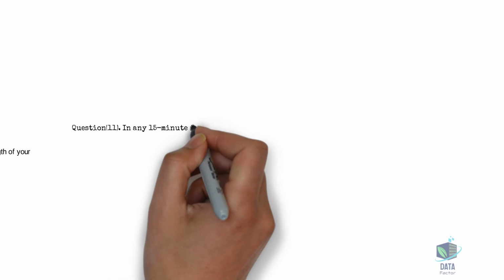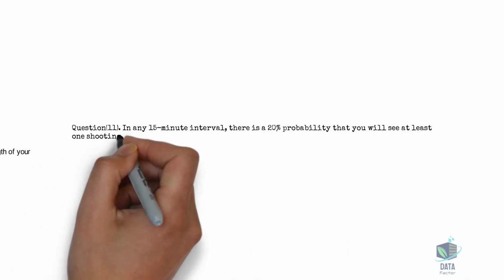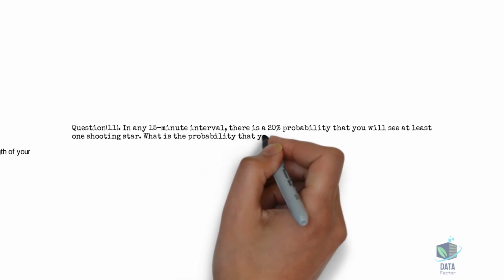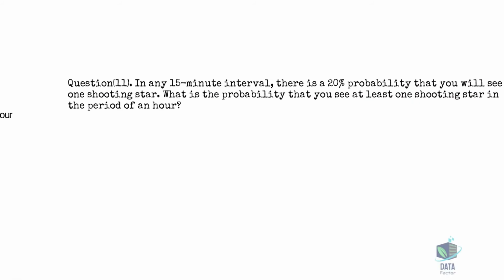Question 11. In any 15-minute interval, there is a 20% probability that you will see at least one shooting star. What is the probability that you see at least one shooting star in the period of an hour?